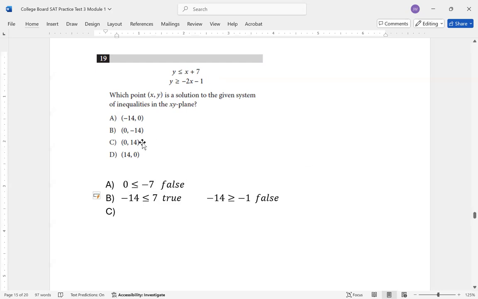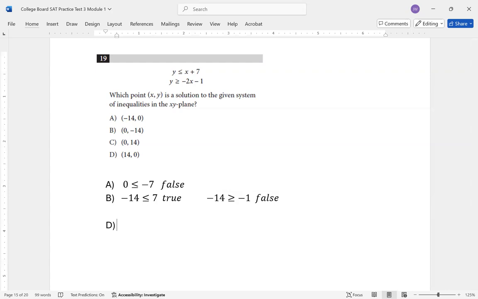Let's plug in 0, positive 14. If I plug in 0, positive 14 into the first equation, I would get 14 is less than or equal to 0 plus 7, which is just 7. That's false, so I can stop right there. So the point in A, the point in B, and the point in C do not work. Now at this time, we know D is going to be the working option because the other three don't work.